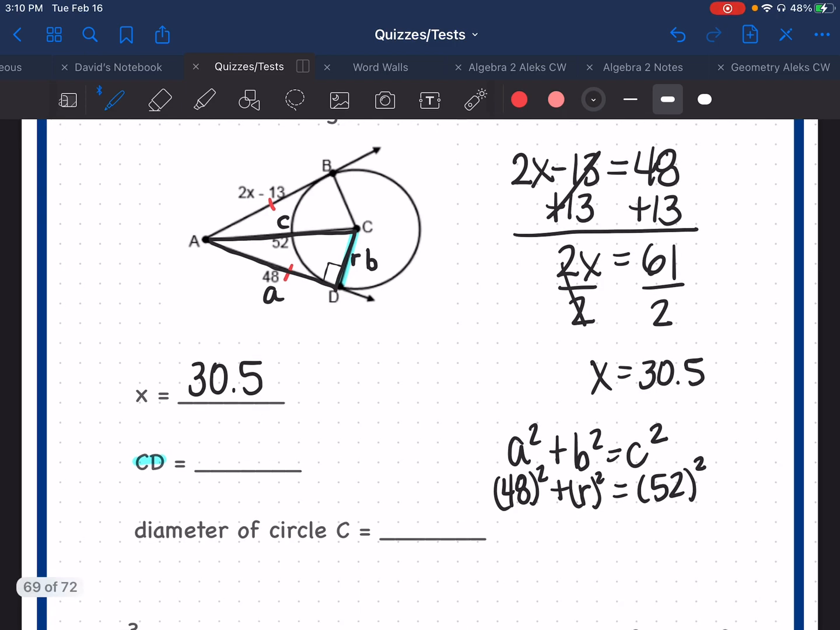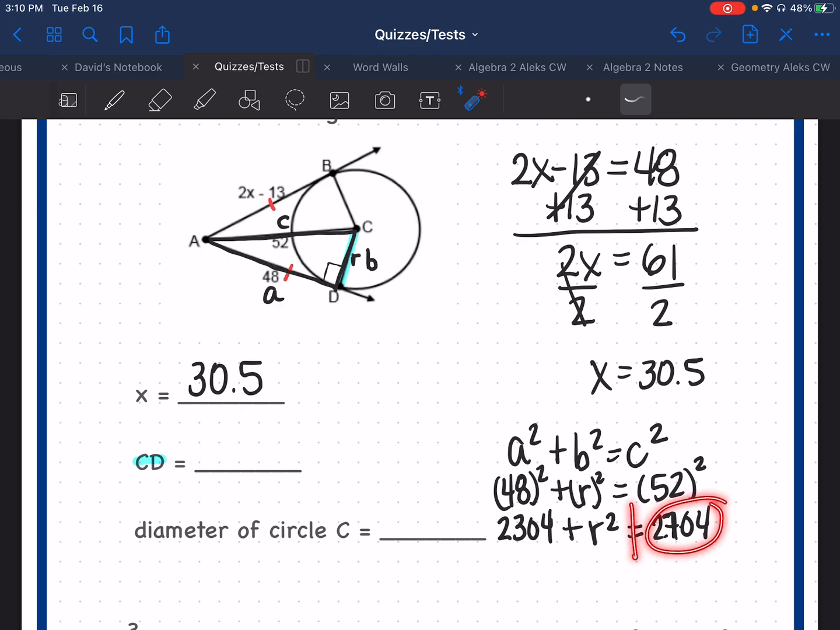So 48 times 48 is 2,304. R squared is R squared, and 52 times 52 is 2,704. Because my two numbers are opposite each other, they are on either side of the equal sign. The equal sign is right between them. I am going to have to subtract. If they were together on the same side, I would add them.